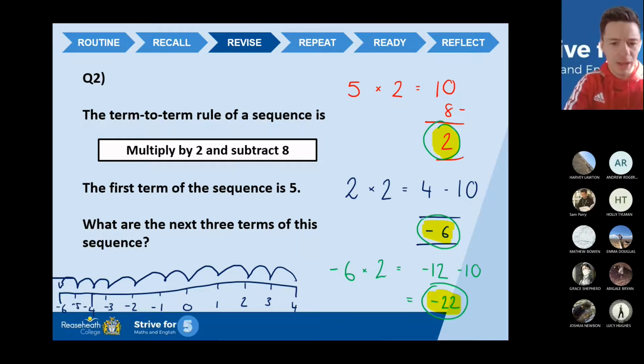Apologies, guys. I'm back. But yeah, I did say to go on to question 6 whilst I was gone, so I'm going to let you have a go at that now.